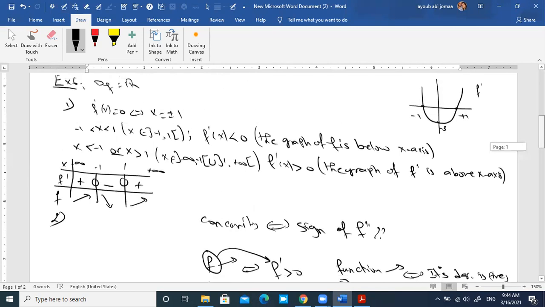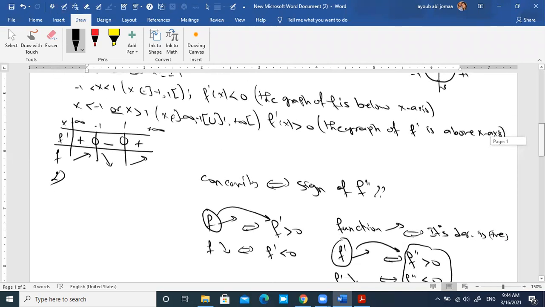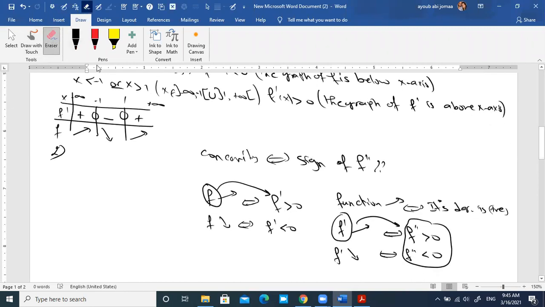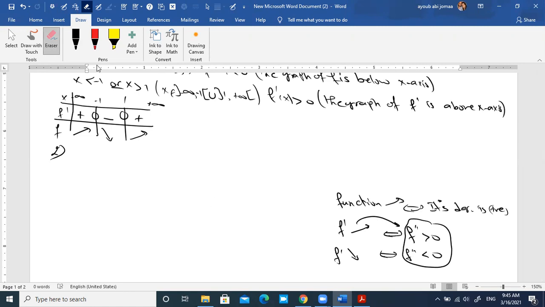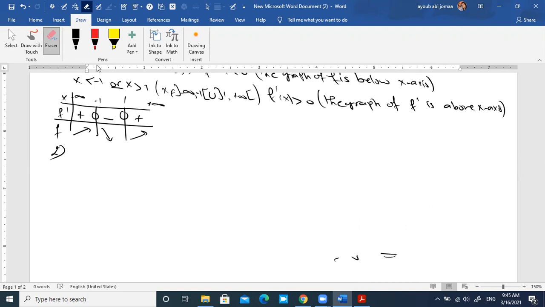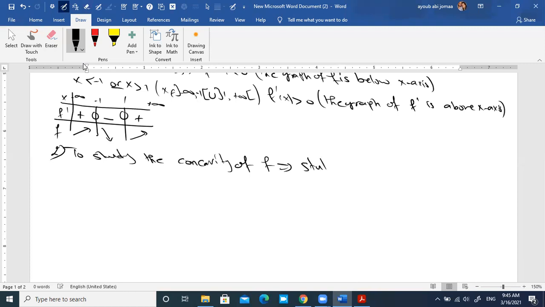And you have the variations of f prime, you have the graph of it. So I will write it again to clarify the idea. So to study the concavity of f means to study the sign of f double prime.